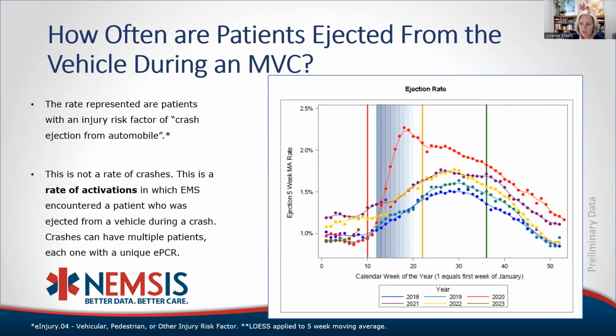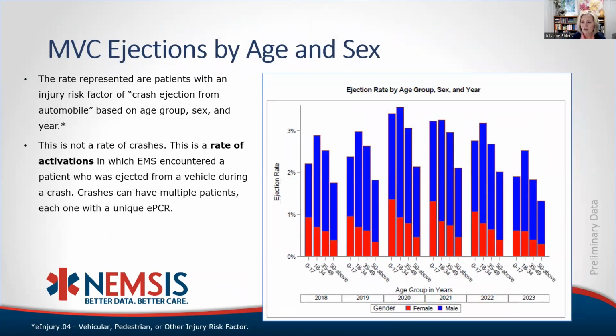Ejections, huge increase in ejections during the COVID year. It's another great marker to be able to communicate what's happening in your area. And then this is just another visualization for ejections based on age and sex. Helps you to identify your target demographics for mitigation or for reduction strategies in MVC ejections.